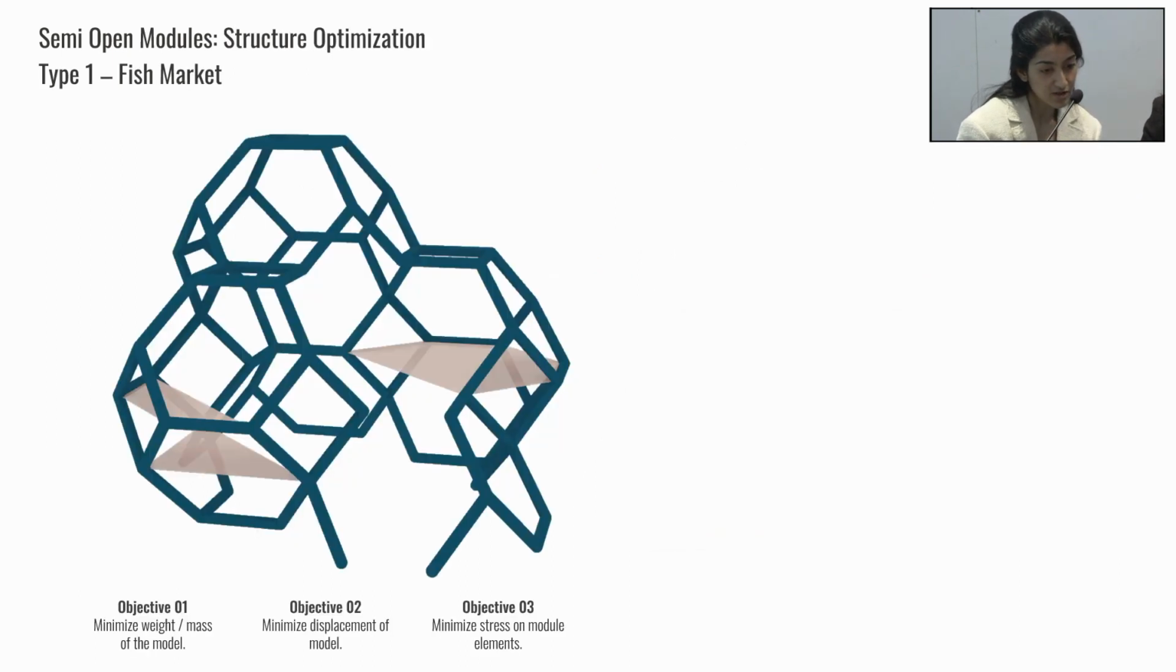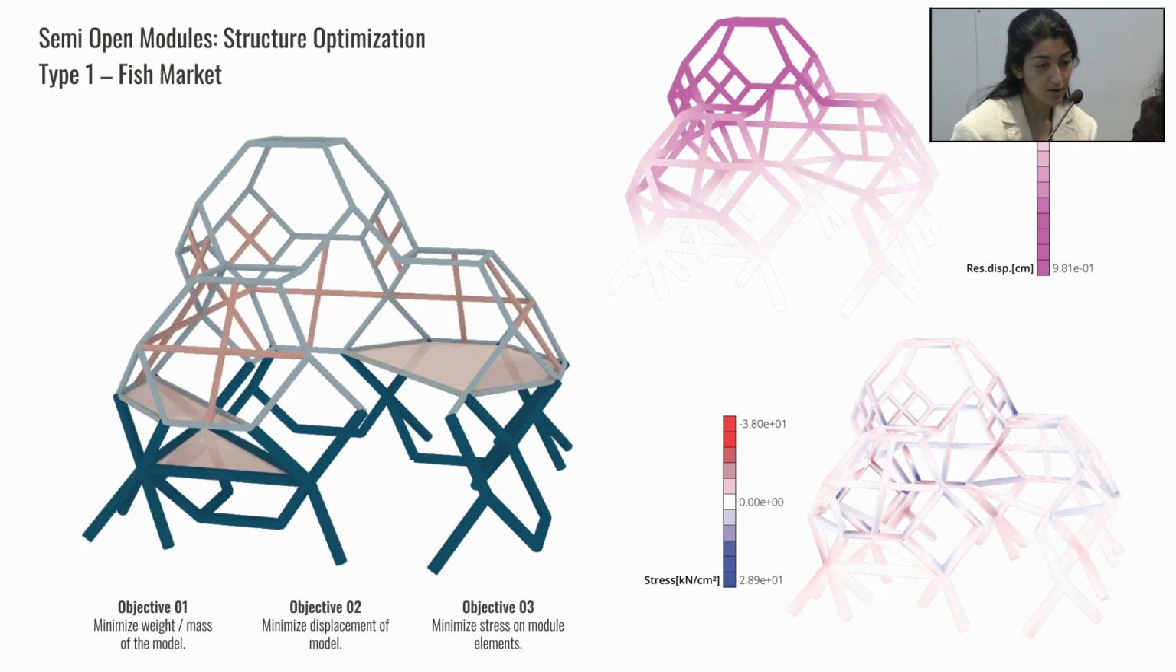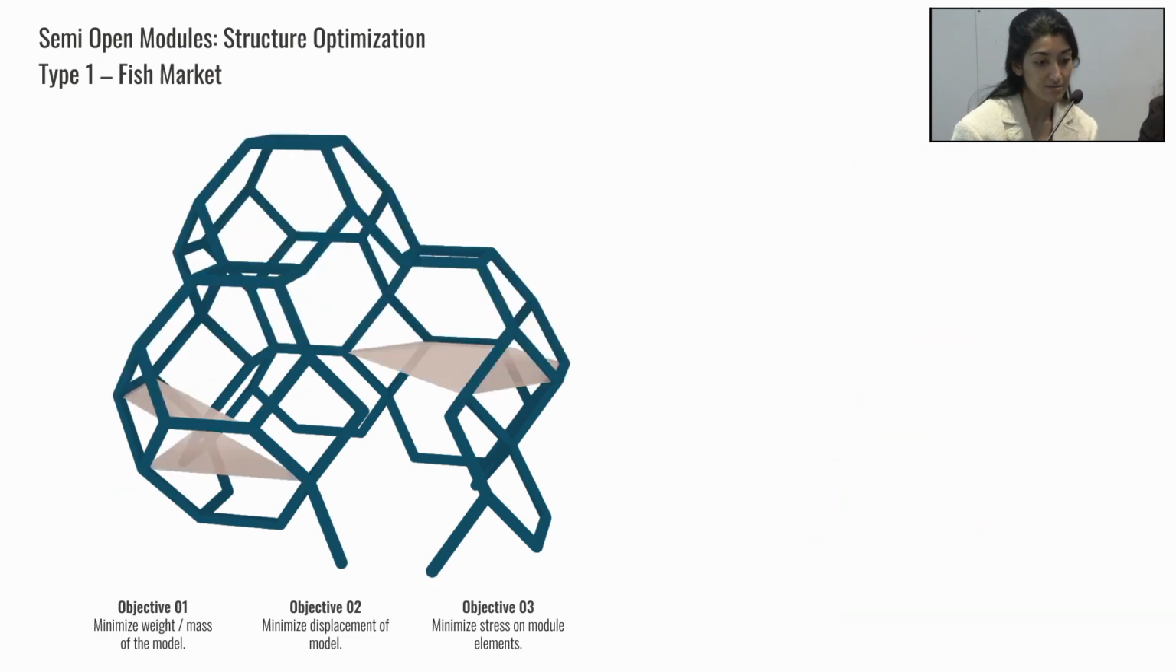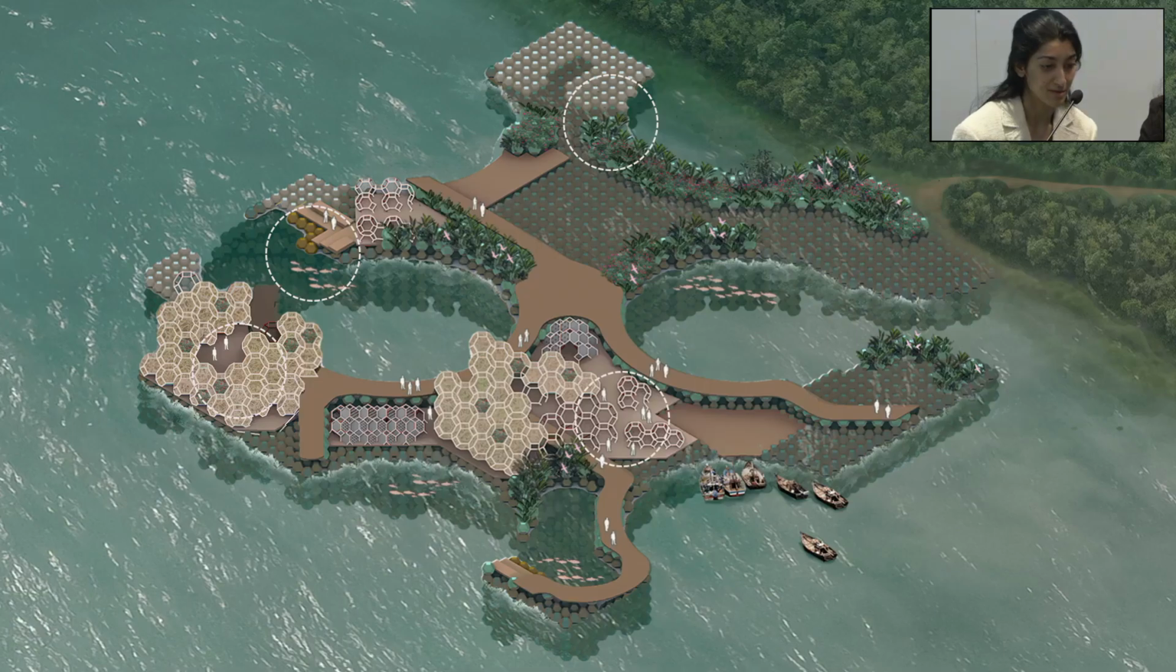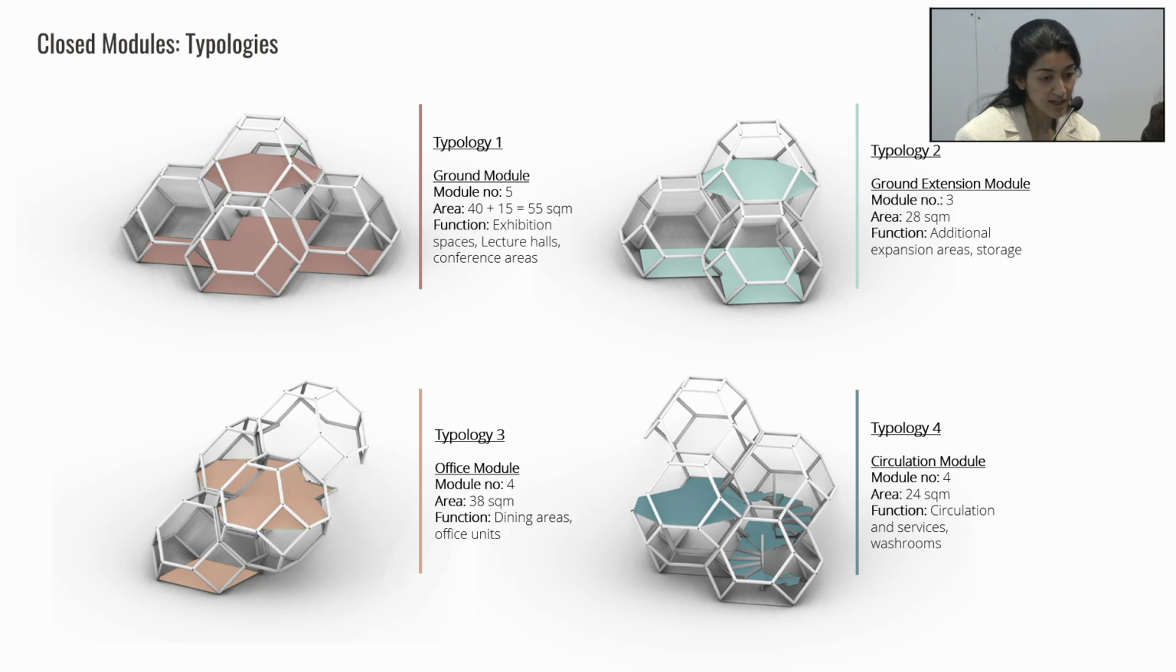To test the structural stability of these modules, each framework was taken and tested in order to reduce the stress and minimize the displacement. The second human activity modules were the enclosed module types, which were for more interior functions. Four typologies were developed in this category of varying areas and functions.